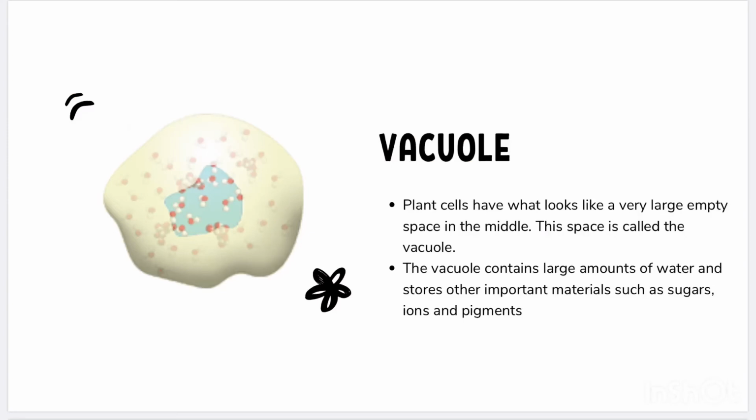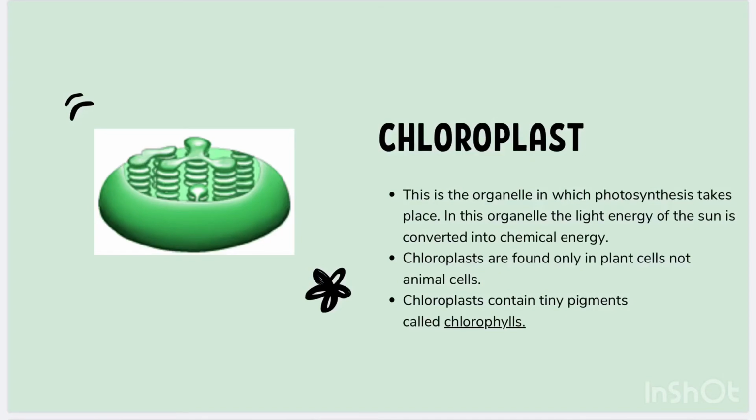Plant cells contain vacuoles, which is an organelle that contains large amounts of water and stores other important materials such as sugars, ions, and pigments. So in short, it is the storage of the plant cell. Next is the chloroplast, which is the organelle in which photosynthesis takes place. In this organelle, the light energy of the sun is converted into chemical energy. The chemical energy that is produced by chloroplasts is used to make carbohydrates like starch that get stored in the plant.